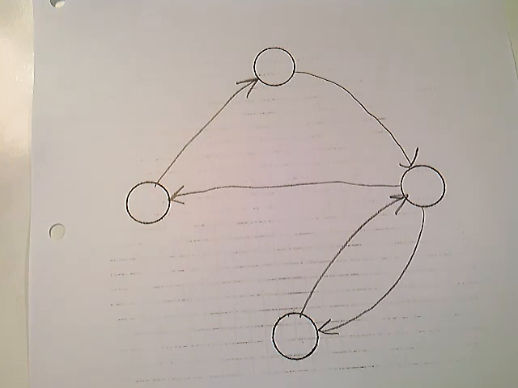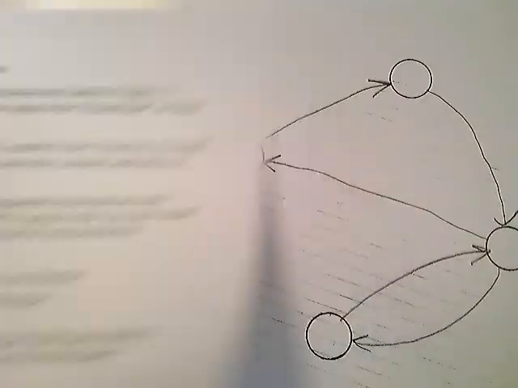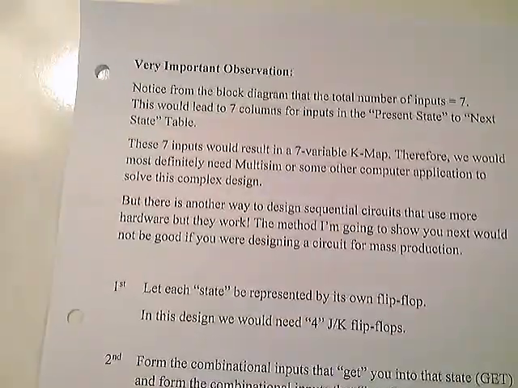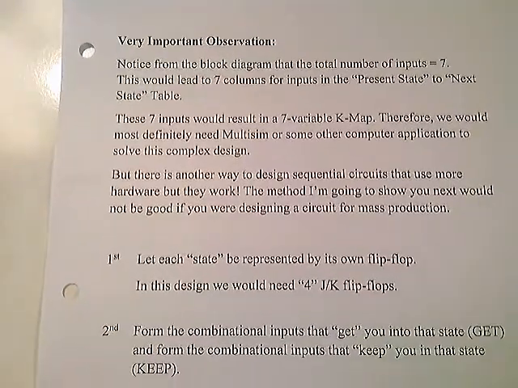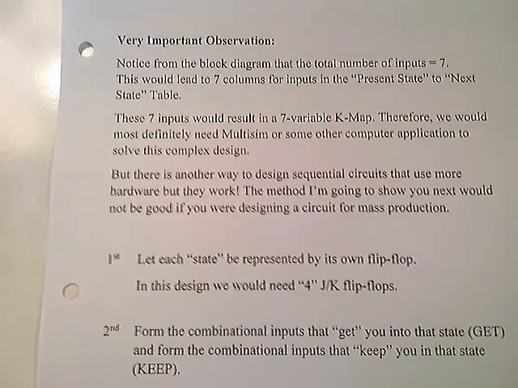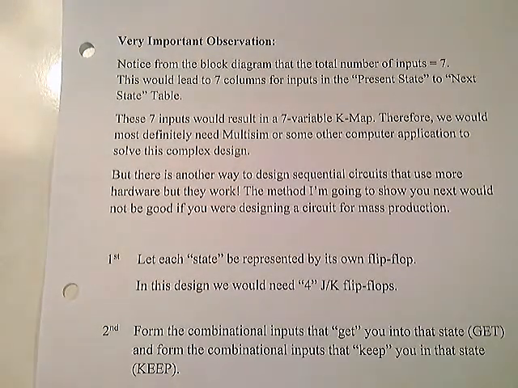Very important observation on page 238 here. Notice from the block diagram, the total number of inputs is 7. I already talked about this. This would lead to 7 columns for inputs in the present state to next state table. These 7 inputs would result in a 7-variable K-map. We don't do 7-variable K-maps. Nobody does. Therefore, we would most definitely need Multisim or some other computer application to solve this complex design.